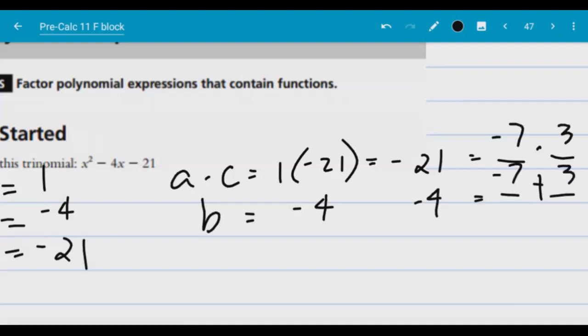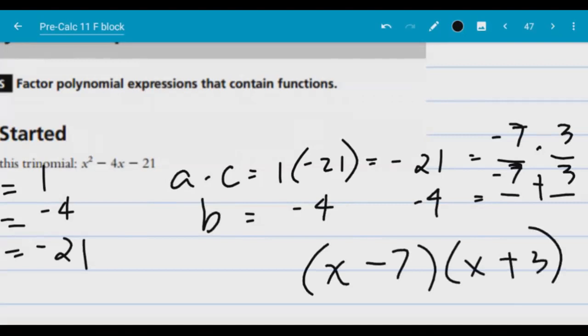If you want, you can check it out. Negative 7 times 3 is negative 21. Negative 7 plus 3 is negative 4. So to solve this, the final factored form would be x minus 7 here, and x plus 3 here. And of course, you can switch them around if you like.